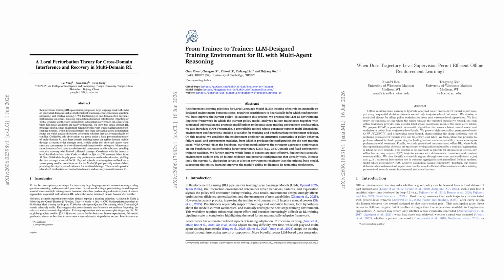The biggest shift here is that RL for LLMs is starting to behave less like blind optimization and more like a controllable engineering system. One result shows interference between skills is often localized in shared internal routes, which means you can recover lost math or QA performance without retraining the whole model.